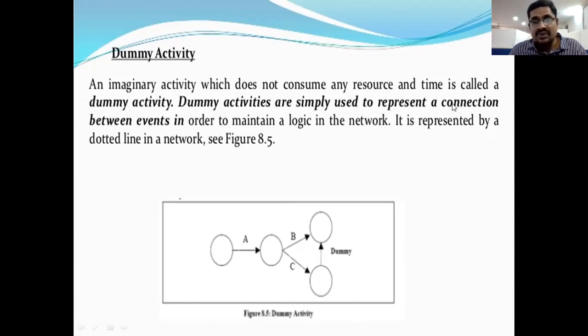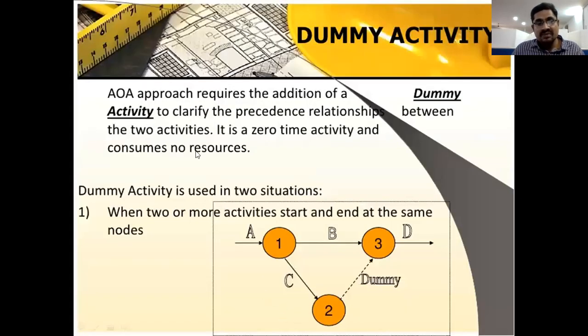It represents the connection between the events in order to maintain the logic network. So this dummy activity is used for connecting two different events, two different nodes, for logic network preparation. So this is about dummy activity, right? This dummy activity is used only in the AOA approach, activity on arc approach.